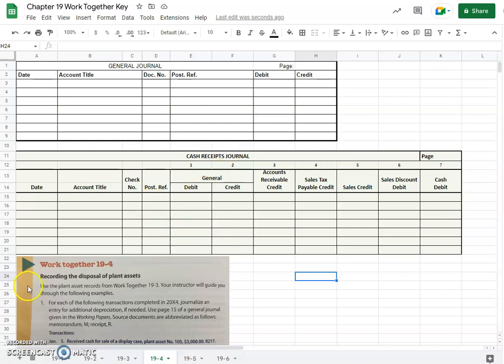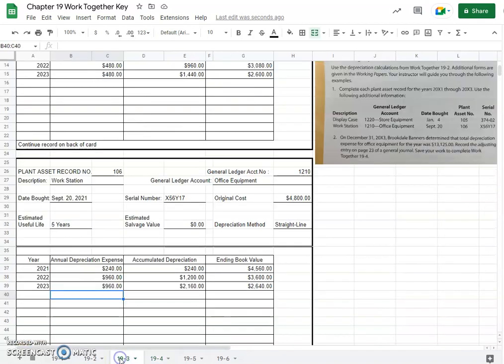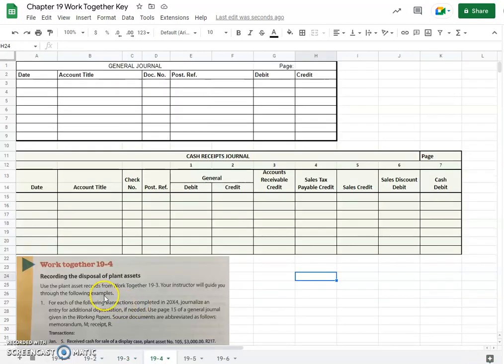This video is for Chapter 19 from your Century 21 Accounting General Journal textbook, Edition 10. Chapter 19, Lesson 4 on recording the disposal of plant assets. We are using our plant asset records from Work Together 19-3, which is just back one tab here. And I will guide you through this example.